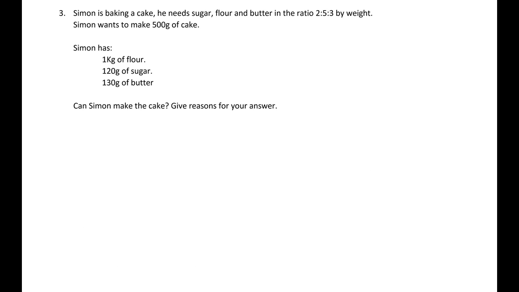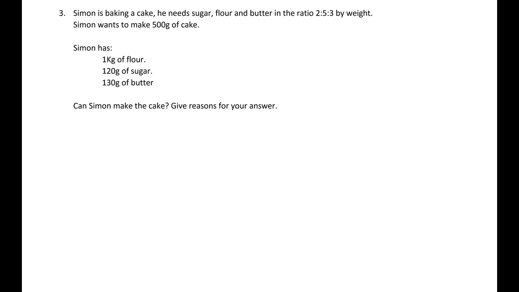Right. We're told someone's baking a cake, and we're going to break it up in the ratio 2:5:3 with sugar, flour, butter. So, again, we're going to add our three values here up to work out what we have to divide the total by. We know that we want to make 500 grams of cake. So what we want to do is work out how much flour will we need, how much sugar will we need, and how much butter will we need. Then we'll compare that to how much we've got to see if we have enough to make the cake. That's what it means by give reasons for your answer. It doesn't just want you to say yes or no. It explicitly needs to see your workings.